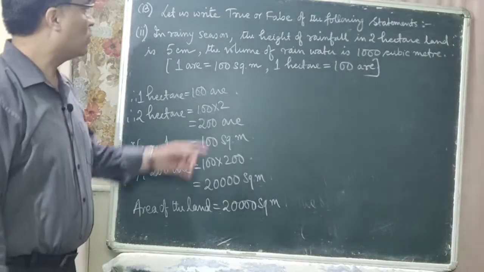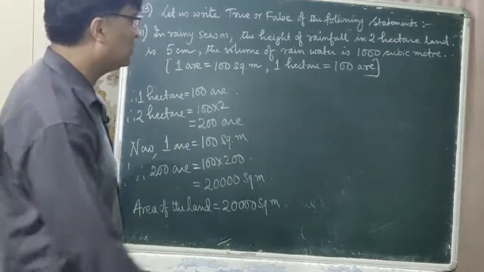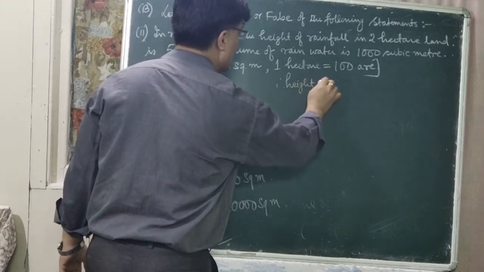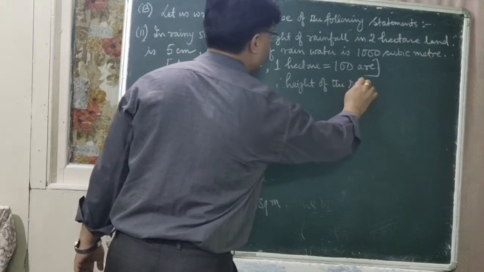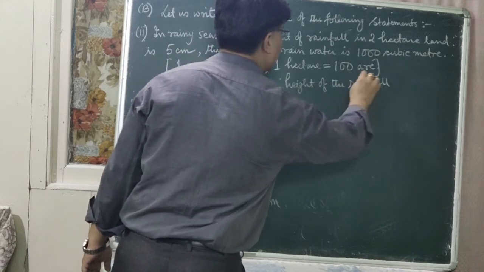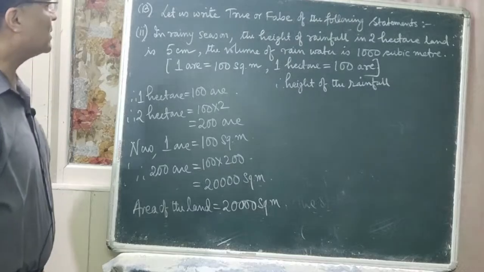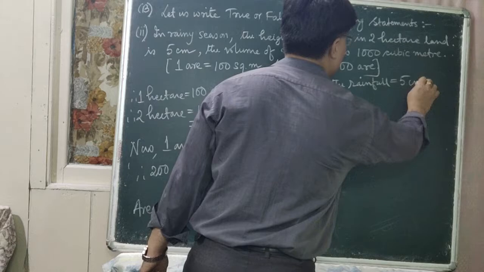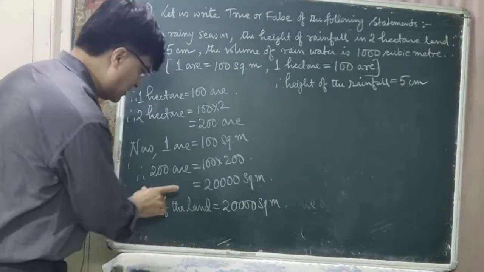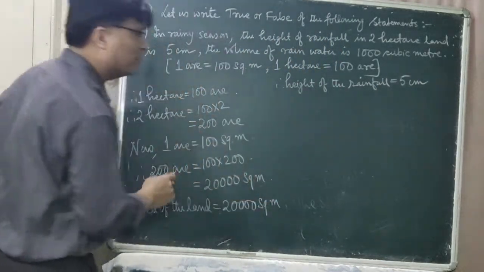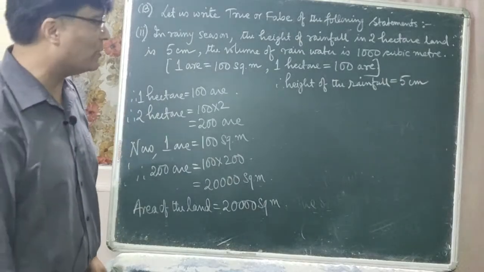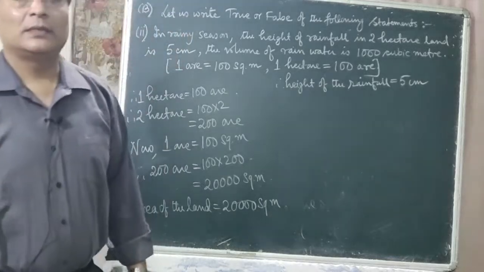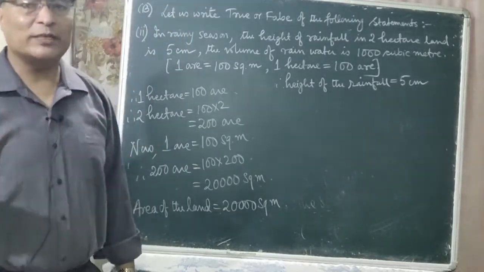So now, what is the height of the rainfall? What is the height of the rainfall given? It is 5 centimeter. Since this area of the land is in terms of square meter, that means in terms of meter, let us convert this centimeter into meter. So how can we convert centimeter into meter?